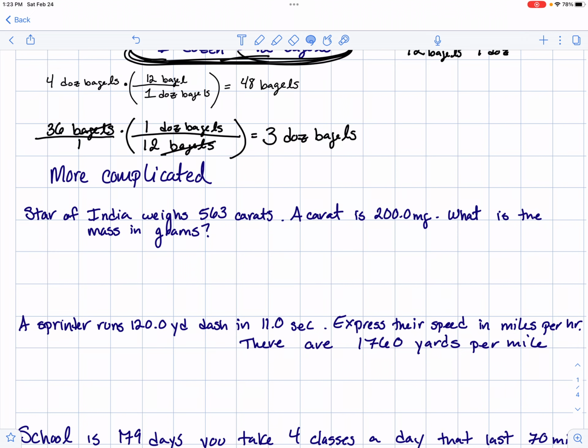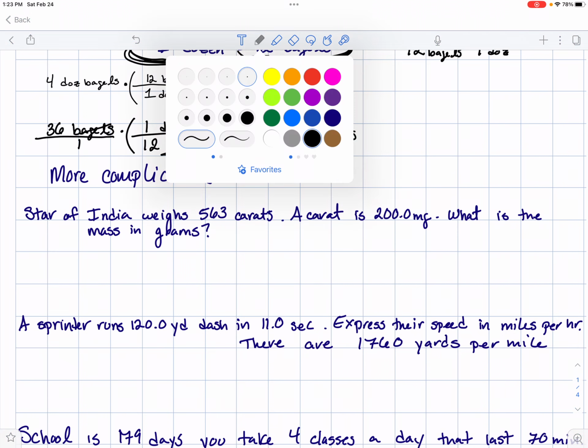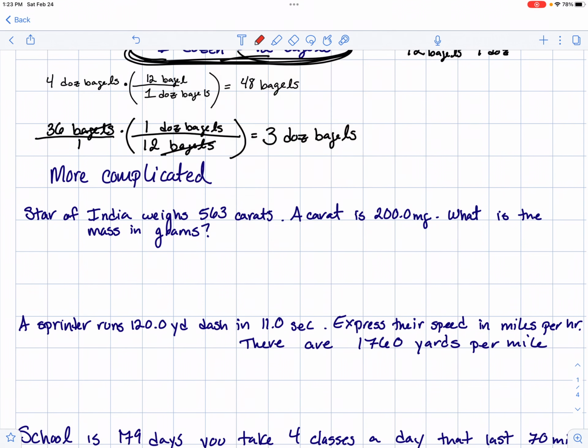So there's a couple of conversion factors here that I'm going to be using. The first one is stated here. It's telling me that a carat is 200 milligrams. So I'm just going to write that right above it so I remember that that is a conversion factor. That is a relationship between units that I can use. So 1 carat is equivalent to 200 milligrams.